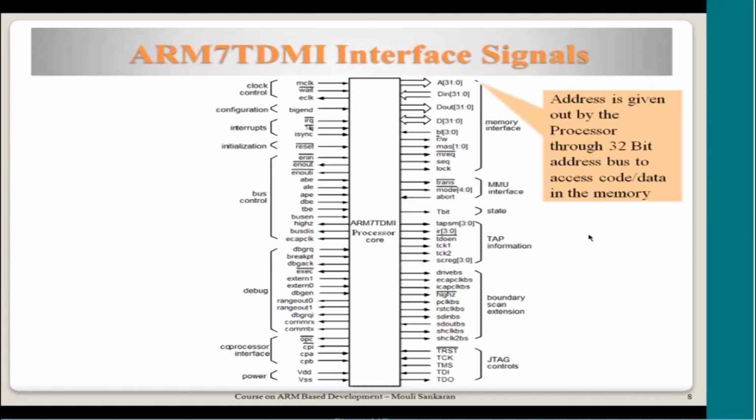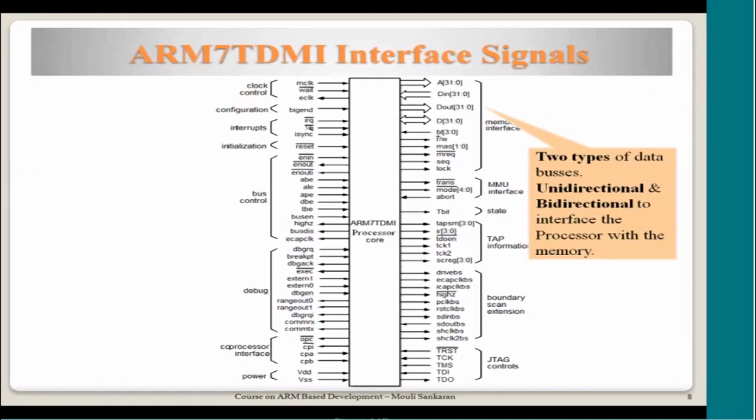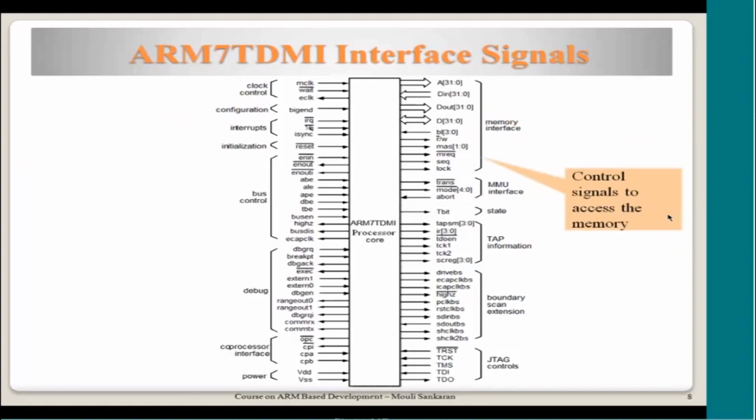Now you know that this is a 32-bit processor, so the address bits are 32. They connect to the memory. Now the ARM processor has a unique feature where it has two types of data buses. I will talk about this later, why it is required and how it is implemented.